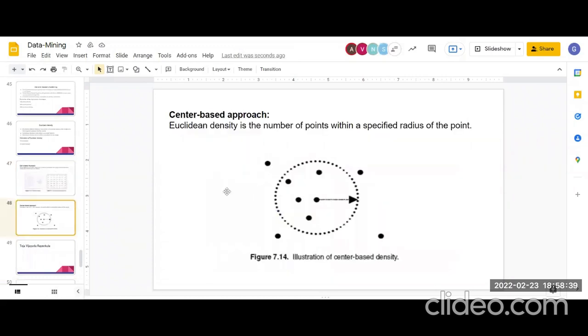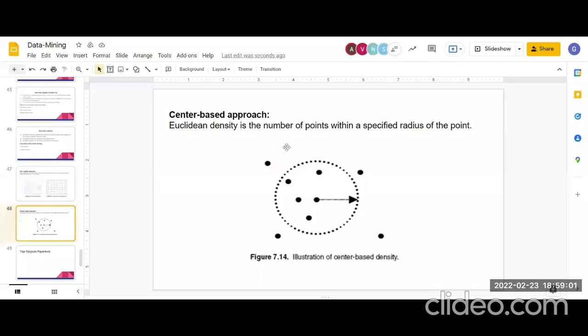the center-based approach. Euclidean density is the number of data points per unit volume. As we all know, density is mass per volume. So Euclidean density can be translated in a similar fashion. This center-based approach consists of the number of points within a specified radius of the point. So we just calculate center-based density.